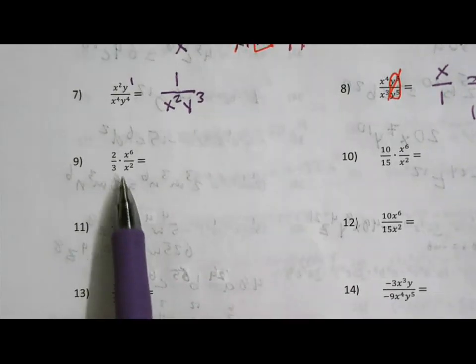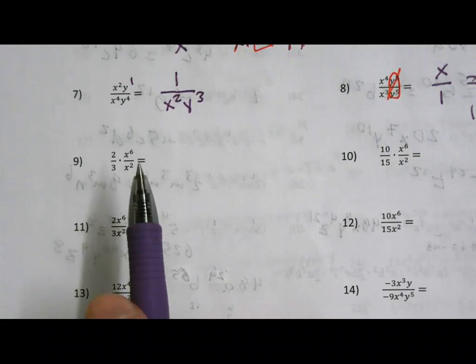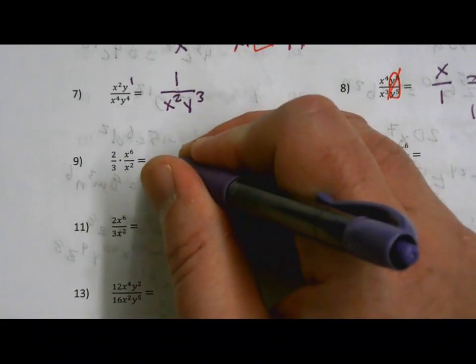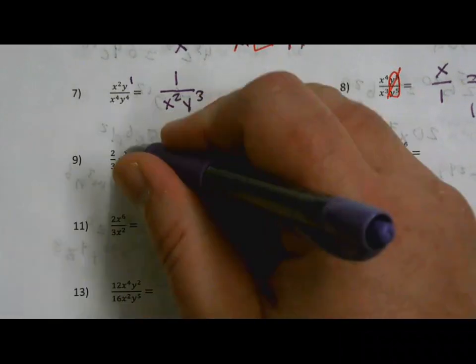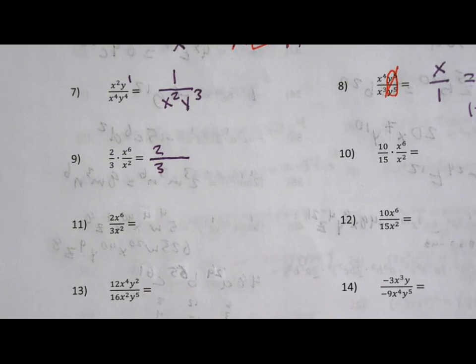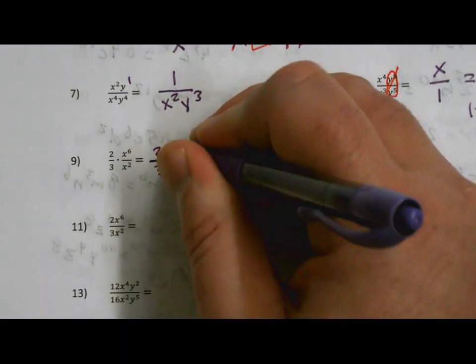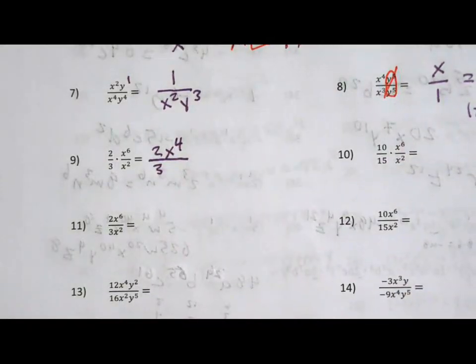All right, let's look at number 9. So when we start sticking these coefficients in here, nothing really changes. When I write my final answer, it's just going to have a 2 and a 3 inside of the fraction. Now tell me about my x's. When I start canceling my x's, how many x's am I going to have left over? 4 x's, because 6 minus 2 is 4. Where are those leftover x's going to be, on the top or bottom? On the top. So that would be my final answer there.